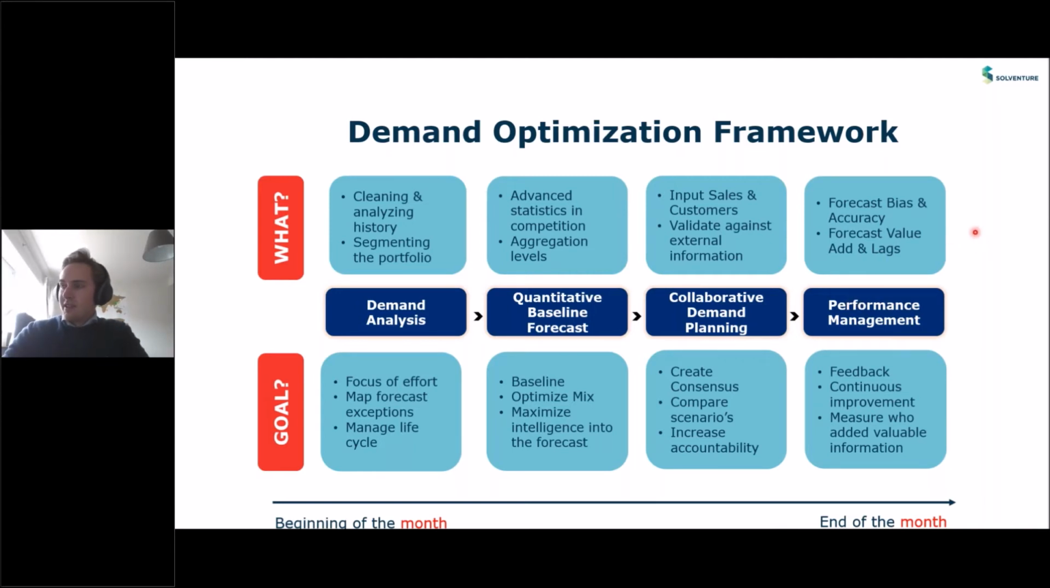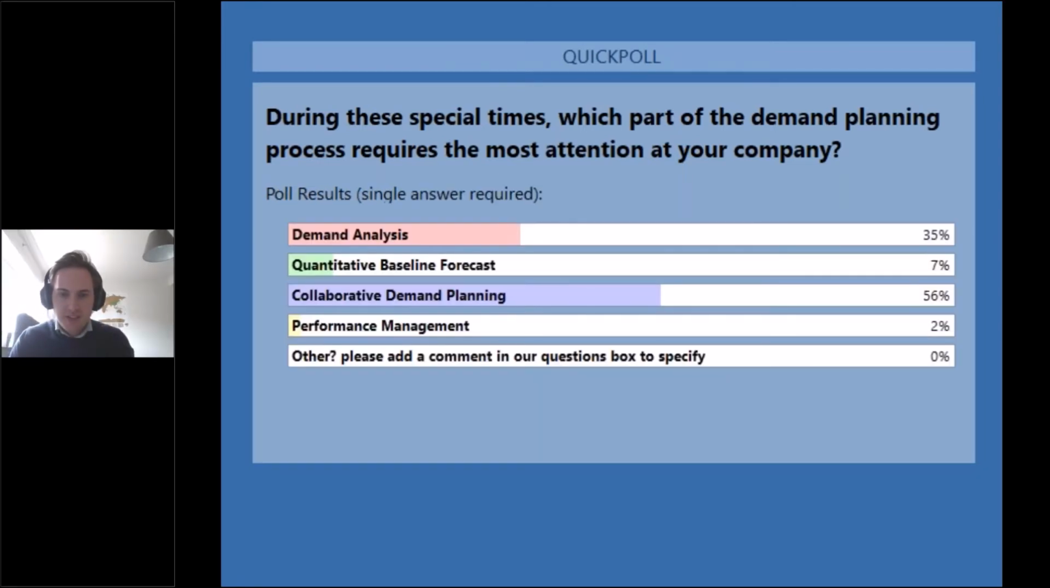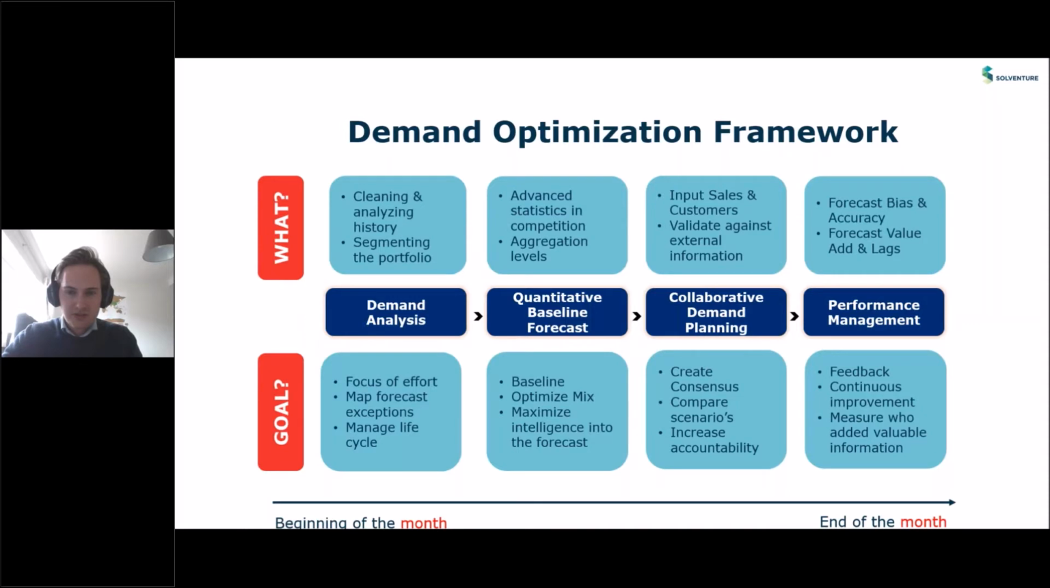All right. Actually, this brings us to a question to you. So we're actually interested to see in which part of this framework you currently put most of your efforts. So as you can see now, there is a poll available, and I'll give you a minute to fill this in. Thanks. Right, so 56% is spending their time in the collaborative demand planning, which makes sense. And it's pretty funny to see only 2% is now about performance management. Okay, nice. So if you have any follow-up questions on this one, I suggest to use the chat box and I will come back to it during the Q&A session.